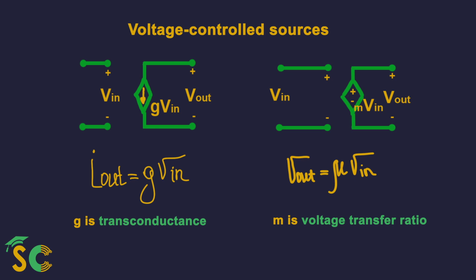Now you can see voltage-controlled sources depicted here, the voltage-controlled current source and the voltage-controlled voltage source. And here we are introducing the terms transconductance and voltage transfer ratio, which define the relationship between input and output voltage and current.